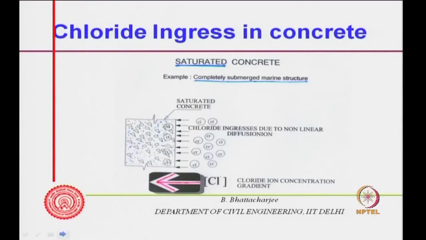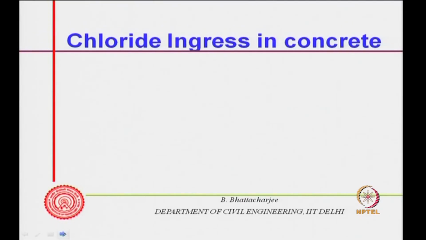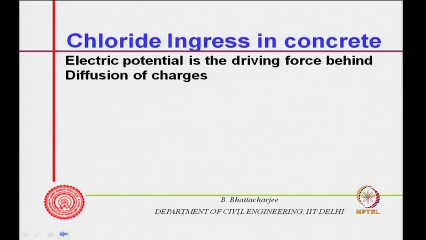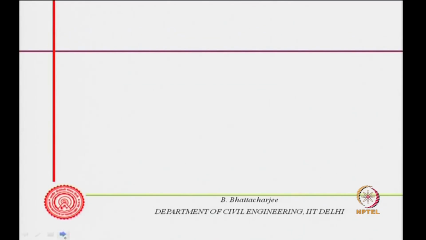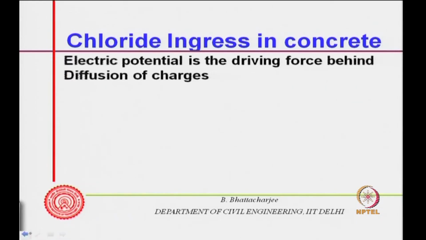Right. So, in saturated concrete, the concentration of chloride ion will be high here and it may not be there inside. Chloride may diffuse by the Fickian diffusion equation. And actually for a charged particle, it is electrical potential. Now, if there is a concentration gradient of the charged particles, then there will also be a potential gradient existing, and that would cause driving of the chloride ions.